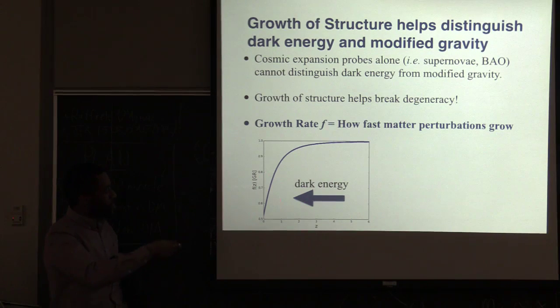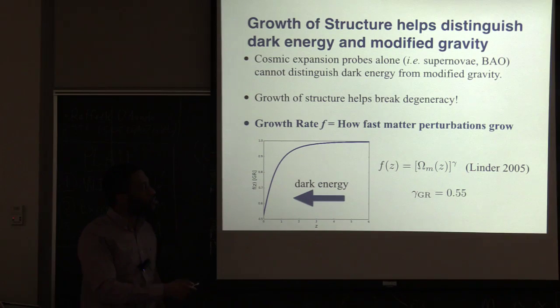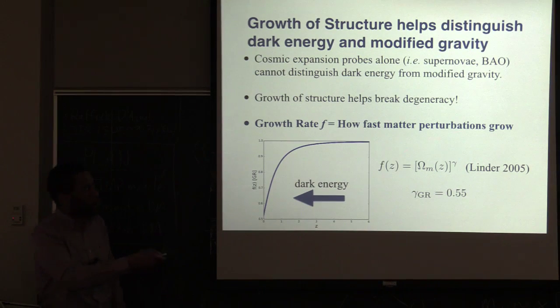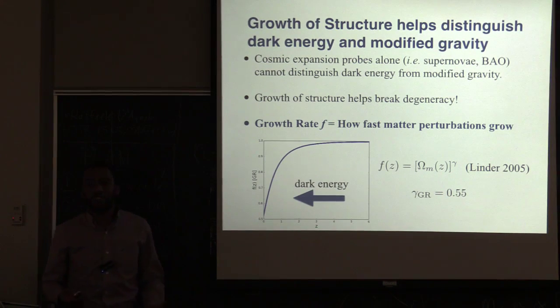And when dark energy begins to dominate at redshifts of around one or so, you begin to see this deviation from a unity growth rate. And this is just due to, as the universe accelerates, the perturbations aren't going to be able to grow as fast because everything is spreading out. This is one parameterization that people often use for the growth rate. Specifically, you can show that the solution of the growth rate for general relativity can be approximated as a power law of the relative matter density today, Omega_m, to a power gamma, where gamma is 0.55 for general relativity. And in many studies, people actually try to fit for this parameter gamma and see if it's different from the general relativity value.